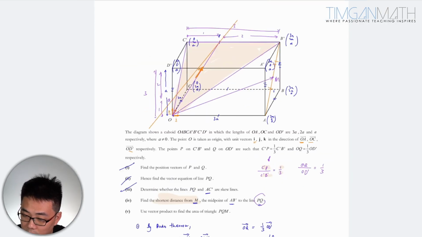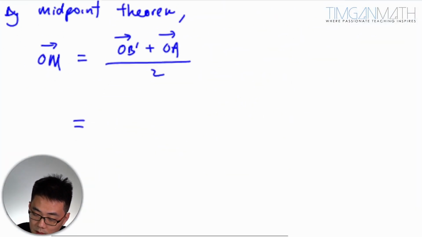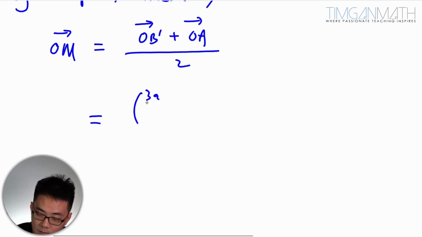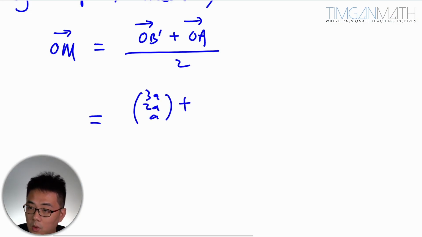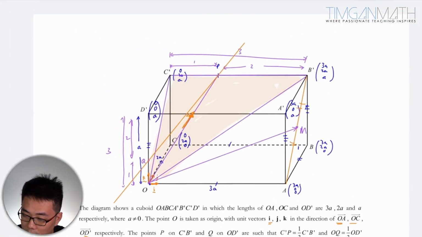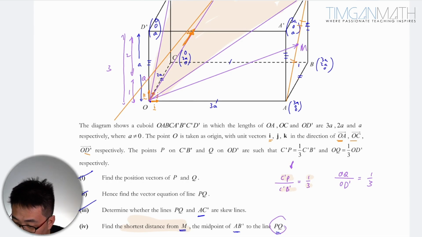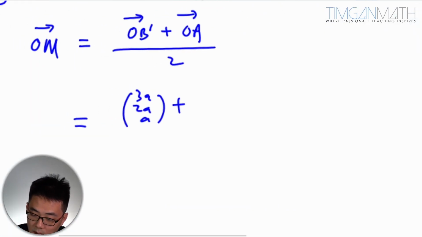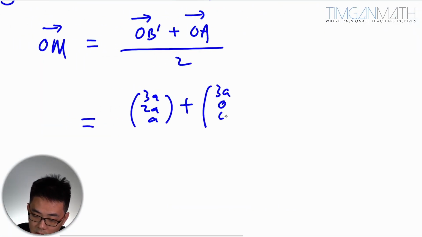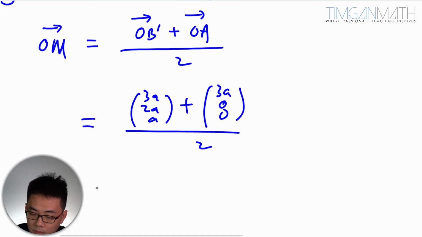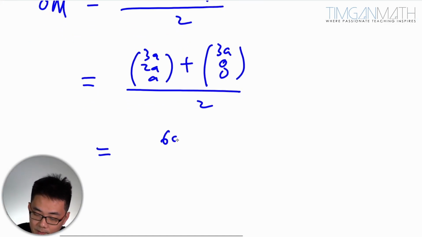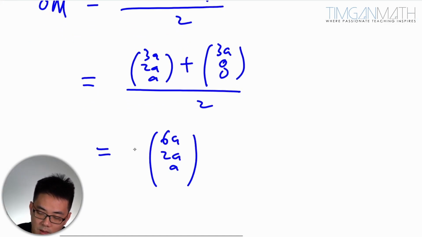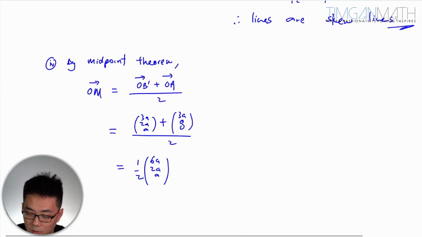OB prime is 3A, 2A, and A, right? So this is 3A, 2A, and A. OA is actually just 3A, 0, 0. So this is 3A, 0, 0. And this is divided by 2. This will be 6A, 2A, A times half. Okay, this is OM.